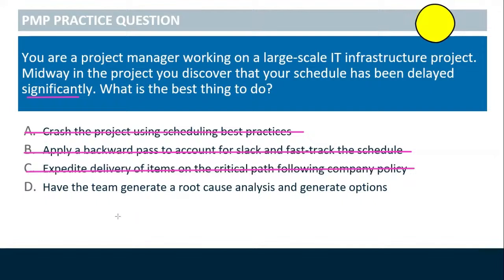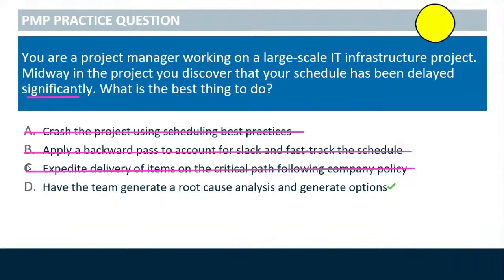D, have the team generate a root cause analysis and generate options makes better sense. Here, we're going to do a root cause analysis to find why this is happening. And then we're going to generate options. And of course, we will find which option is best.